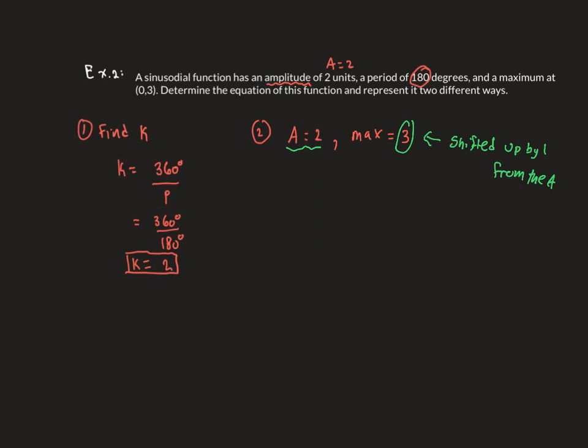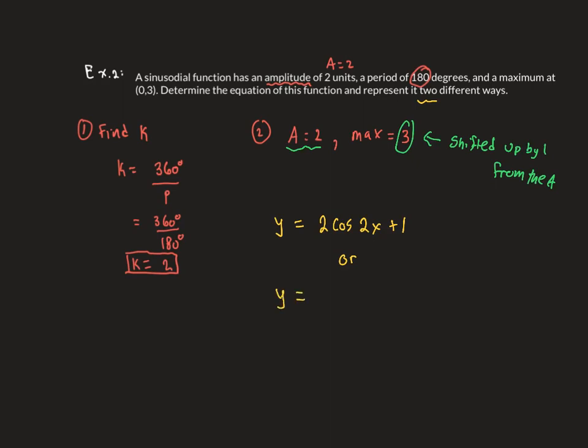So we have that information, so we can start writing it. Now it doesn't tell us whether it is a sine or cosine, which is why it says represented in 2 different ways. So one way would be 2 cos 2x plus 1, okay? Or if I were to move it to the left and make it a sine function.